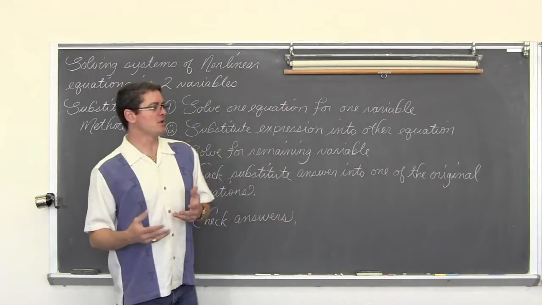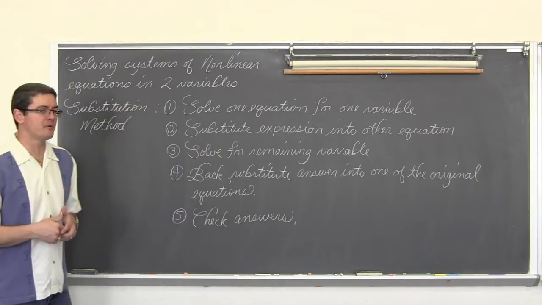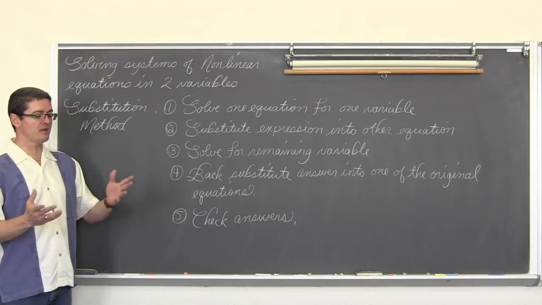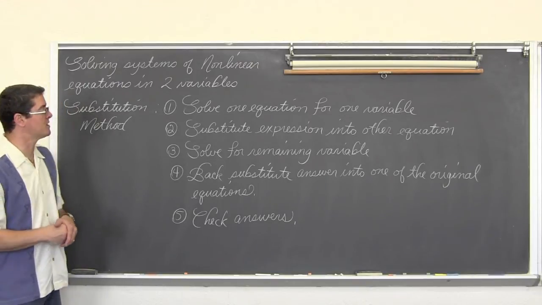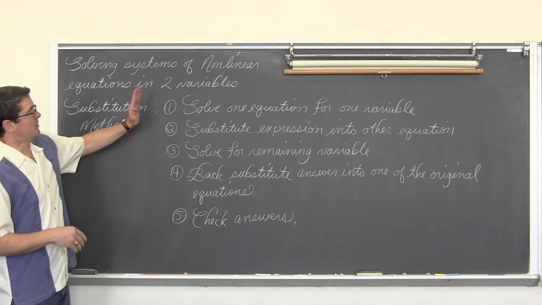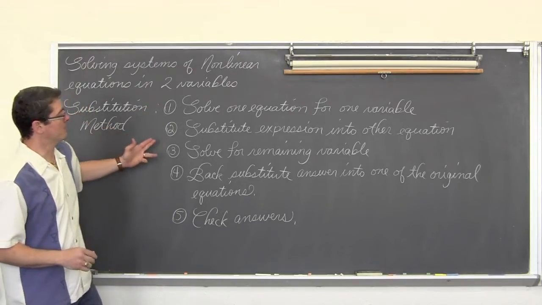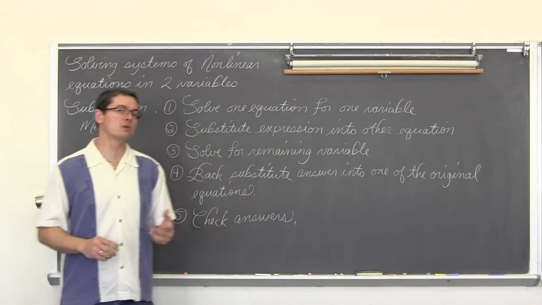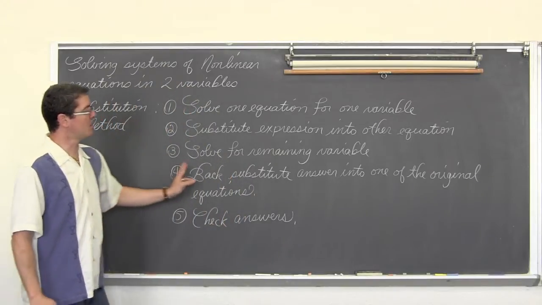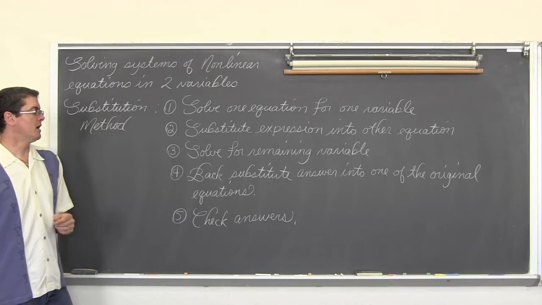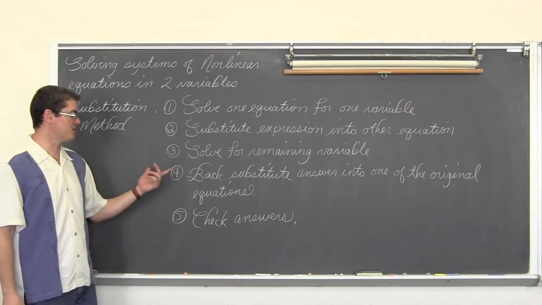It's quite difficult to come up with examples of this type of problem that work out fairly neatly, so I hope my examples are good and help you understand what's in your textbook. So, step number one, solve one equation for one variable. Step two, substitute that expression into the other equation. Step three, solve for the remaining variable. Step four, back substitute your answer into one of the original equations.